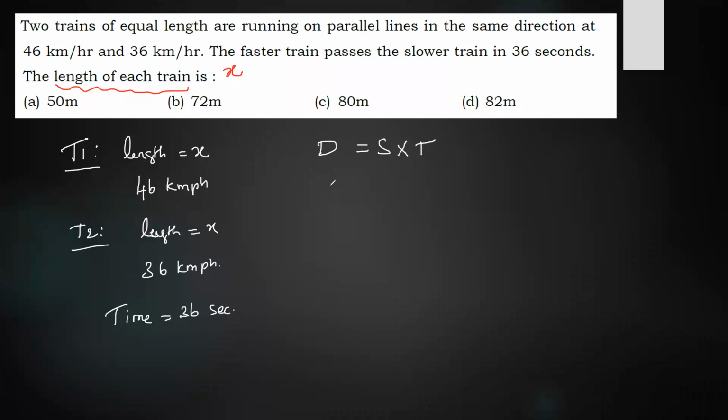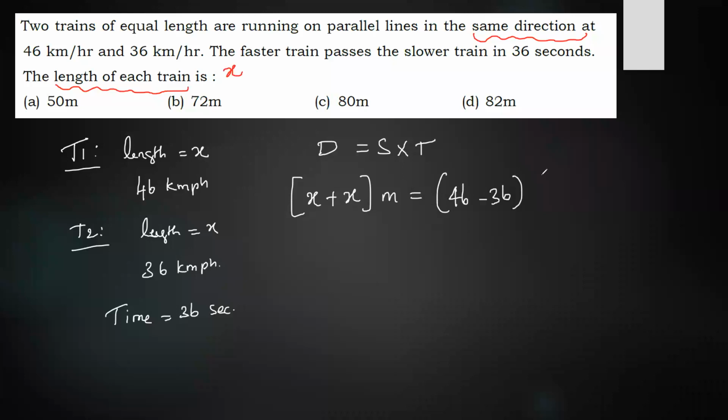Yes, Sanjeev, good, and this is correct. The faster train passes the slower train in 36 seconds. So we know the time. Time is 36 seconds. Now the question is to find the length of each train, right? So the formula: distance equals speed into time. For distance, we always need to add the lengths. Direction does not matter here. So x plus x, in terms of meter.